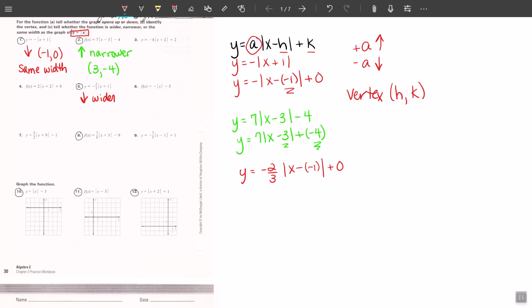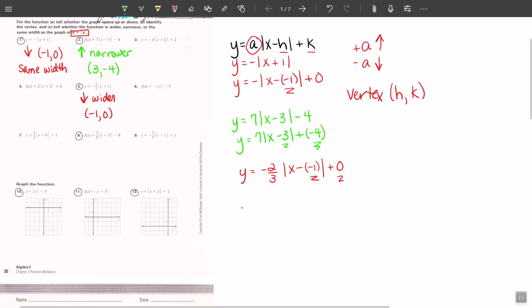Then we've got our vertex. We go in and grab our h and our k, and we end up with -1, 0 as our vertex. And this again is the same as the number 1. It's going to be our topmost point because it's going to be a maximum, the vertex, because this graph is opening downward.